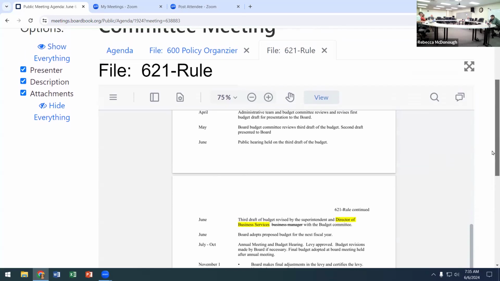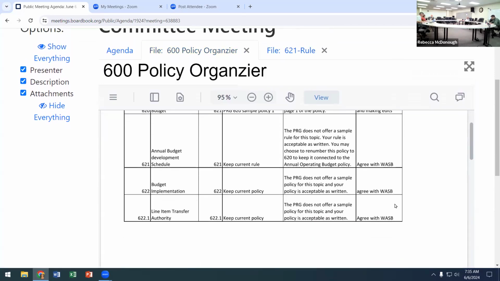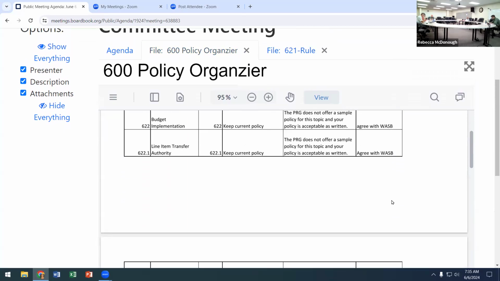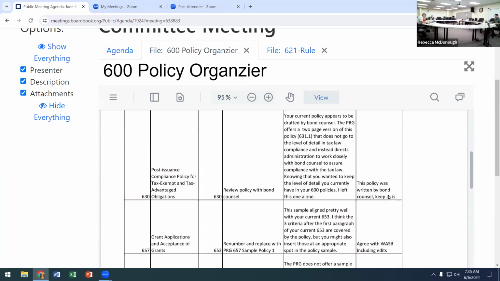All right, 622 budget implementation. We're looking at keeping our current policy. Again, the only change we have there is business manager to director of business services. 622.1 line item transfer authority. We'll keep our current policy. PRG does not have a sample policy here, and we recommend keeping that.